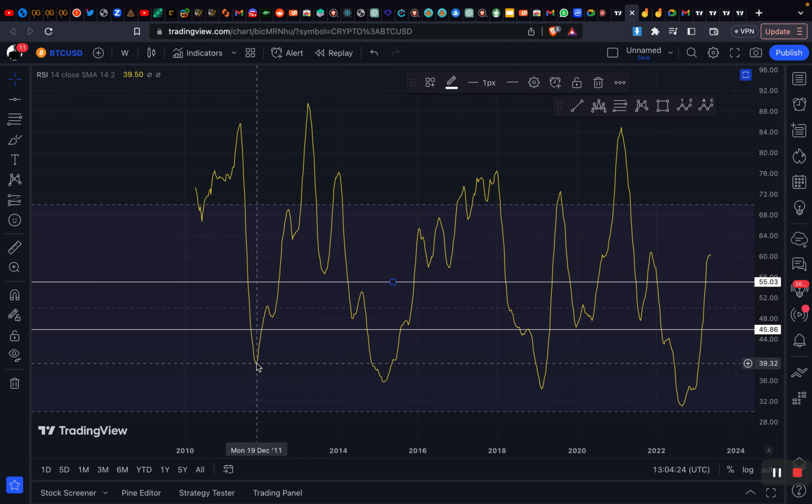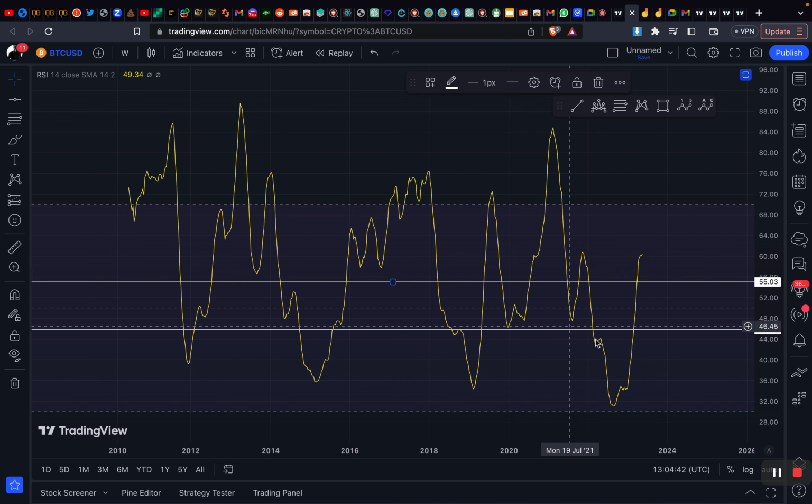When it came down, it went up again on that cycle, then made its way down again, went up, made its way down again, went up, made its way down again. But you can see this time it had a support around that 45 region. Remember I said these are two key regions that you must pay attention to.